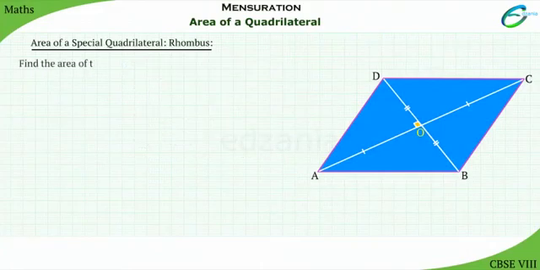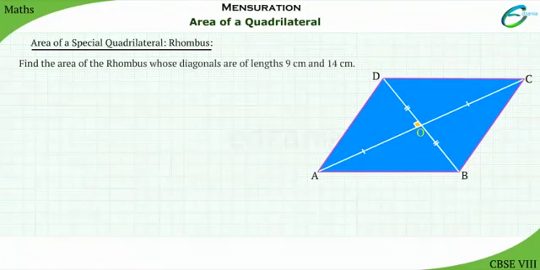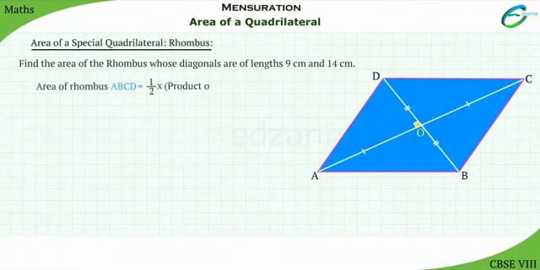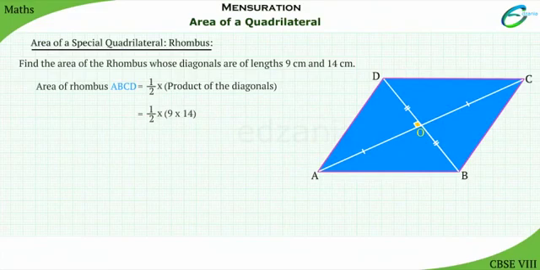Find the area of the rhombus whose diagonals are of length 9 centimeters and 14 centimeters. Area of the rhombus is equal to half into the product of the diagonals. Let us substitute the values to find the area. Thus, the area of the given rhombus is 63 centimeters square.